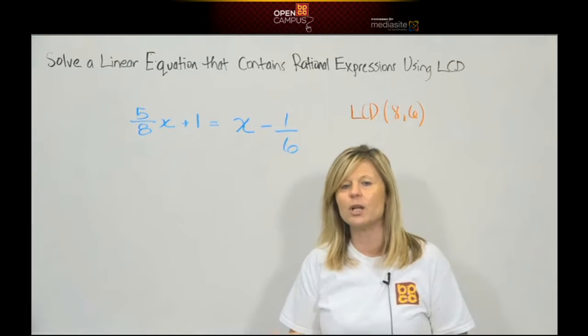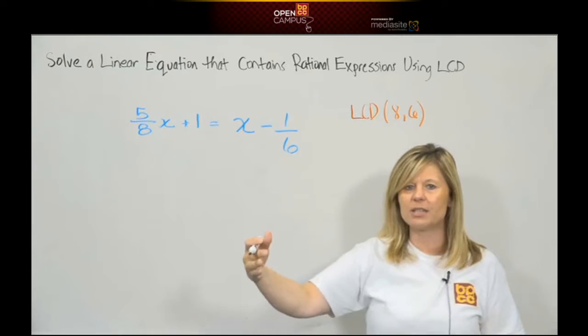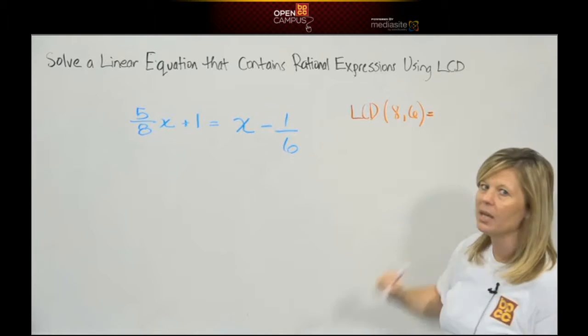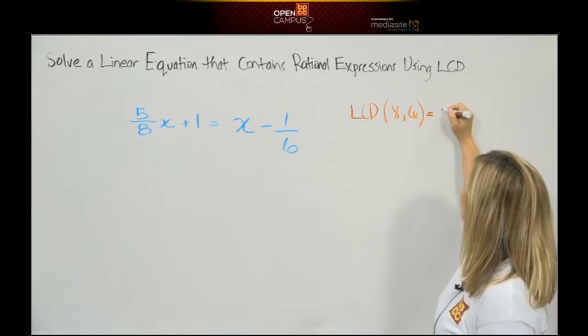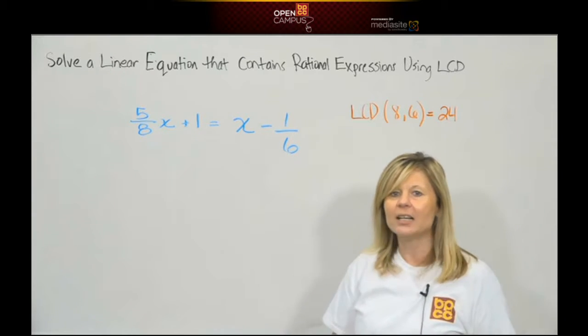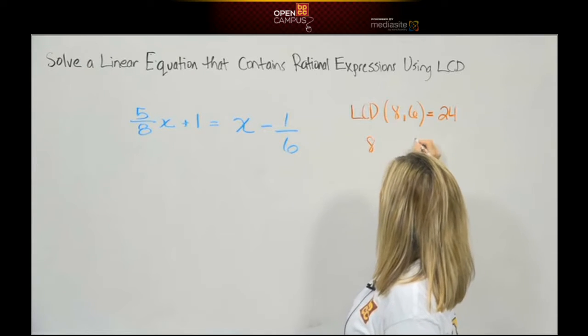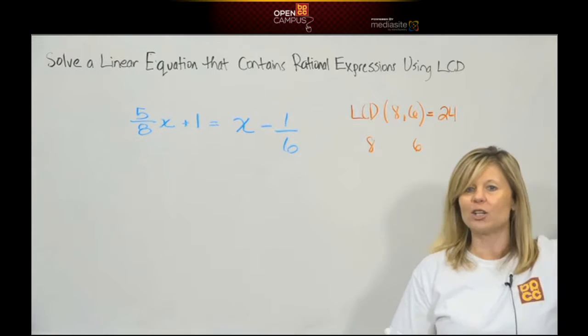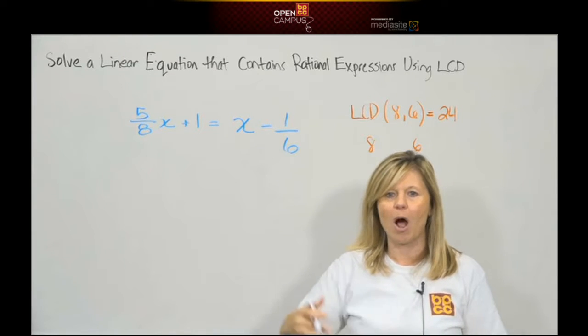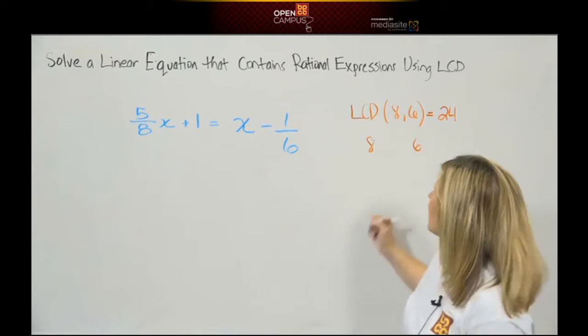Now, a lot of you can do it in your head. You can think about your 8 times tables and your 6 times tables. And you should know the lowest number they have in common is not 48, it's 24. To review, if you forgot, we learned how to get the least common denominator many modules ago by factoring. If you can get your denominators into prime terms, you can find the least common denominator.